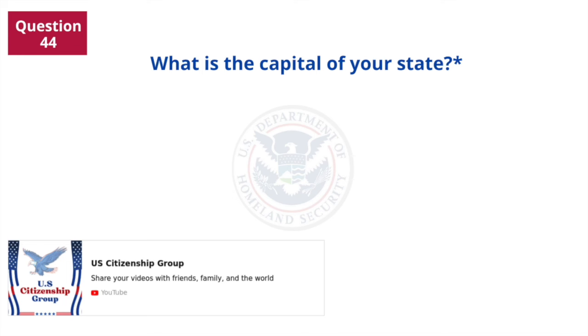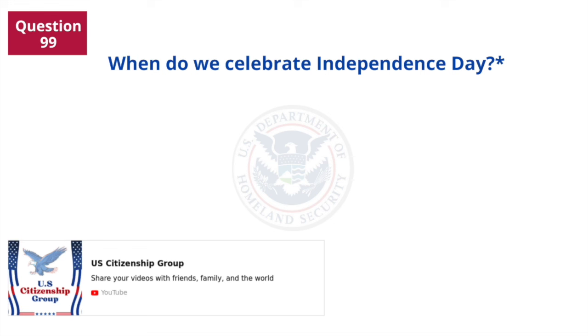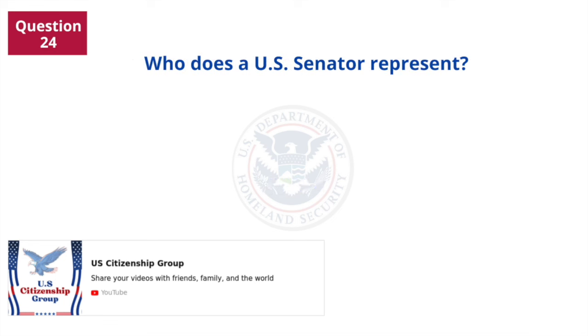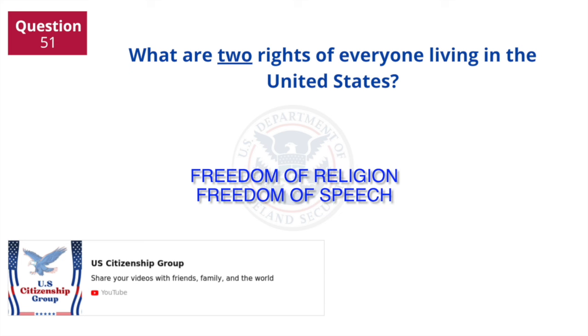What is the capital of your state? When do we celebrate Independence Day? July 4th. Who does a U.S. Senator represent? All people of the state. What are two rights of everyone living in the United States? Freedom of religion, freedom of speech.